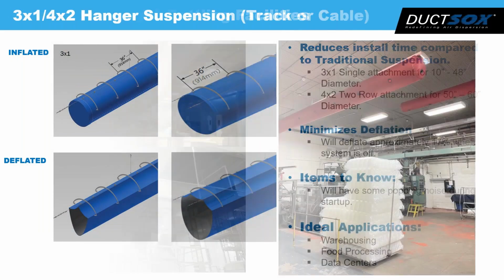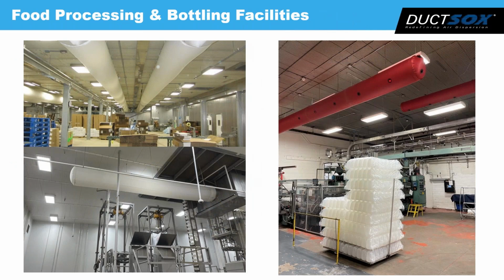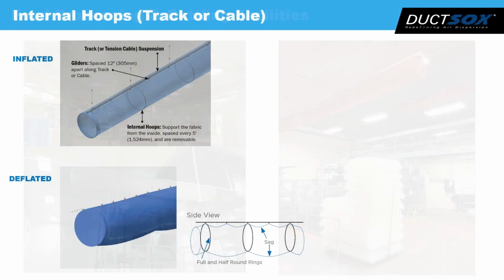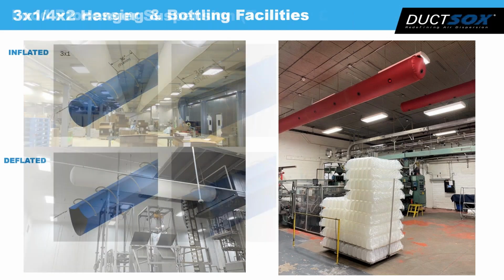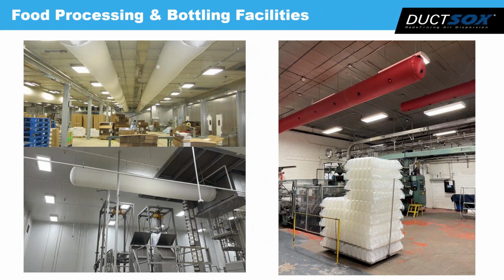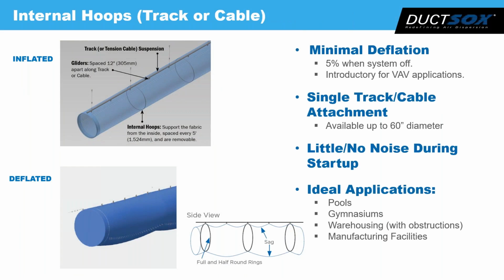I'm not going to get into this one as much. We don't see that one as much, but here are more examples of these suspension systems and colors. This is our mid-tier one. This is our internal hoops system.